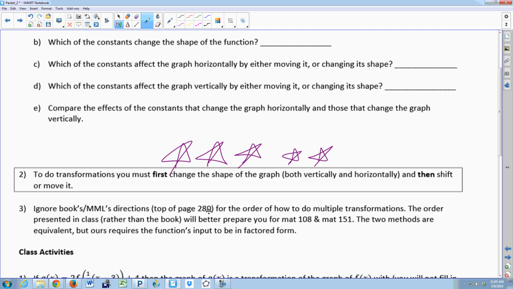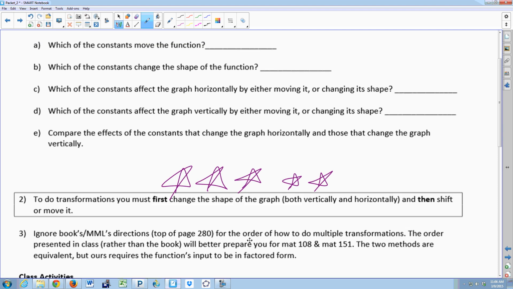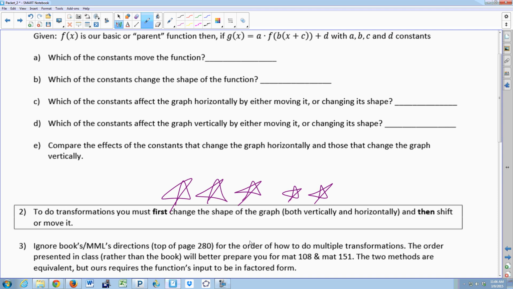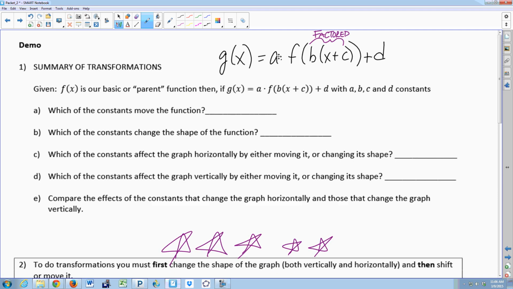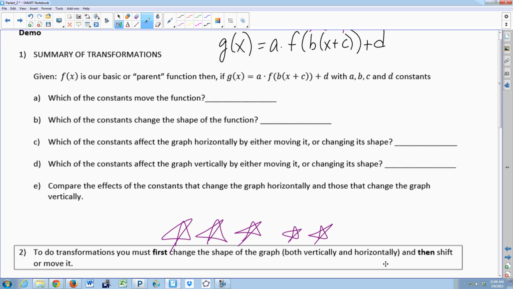Ignore the book's directions on the top of page 280. We have it right here. This will better prepare you for pre-calc and applied calc. No, reflecting is fine. Reflecting will come in with this thing right here. A and B will be either positive or negative. So you'll be doing that anyway. Yes.